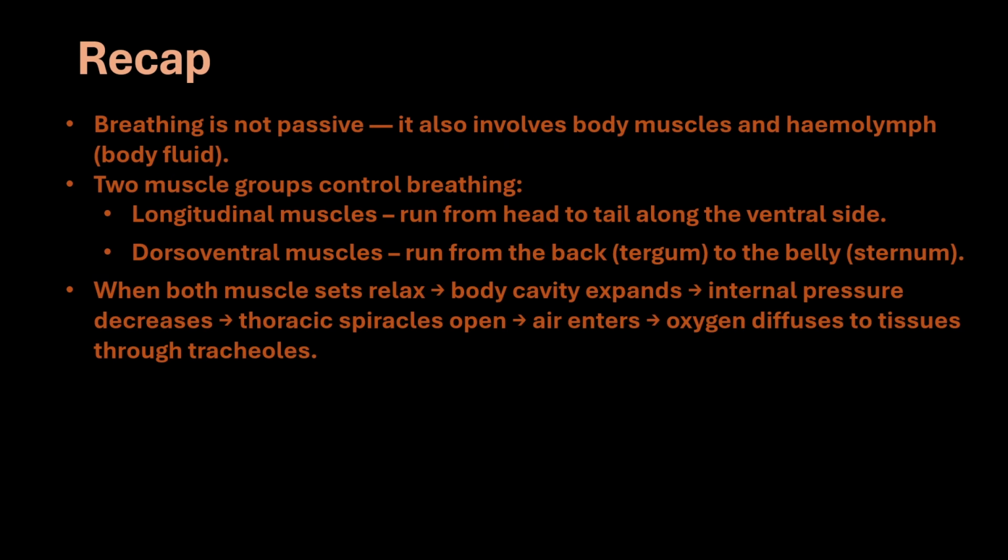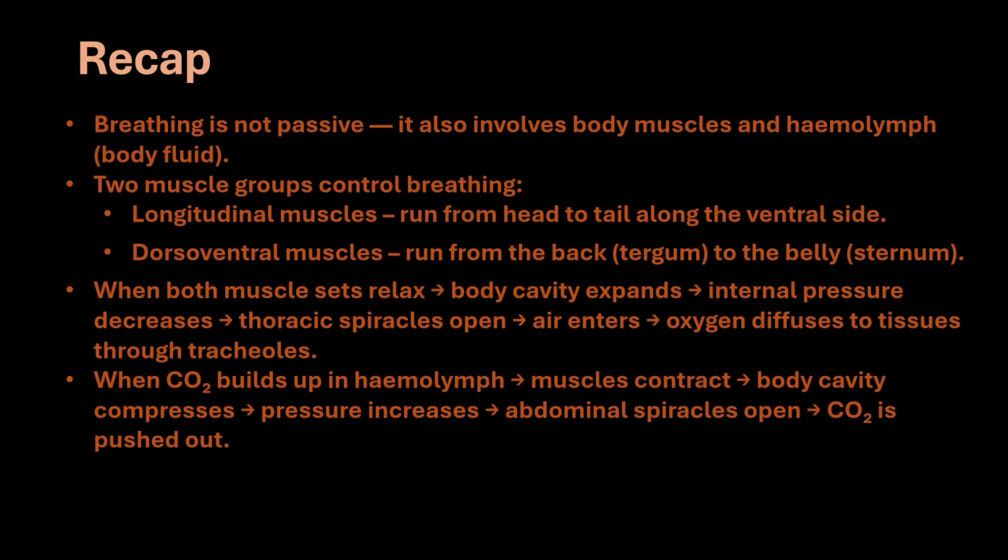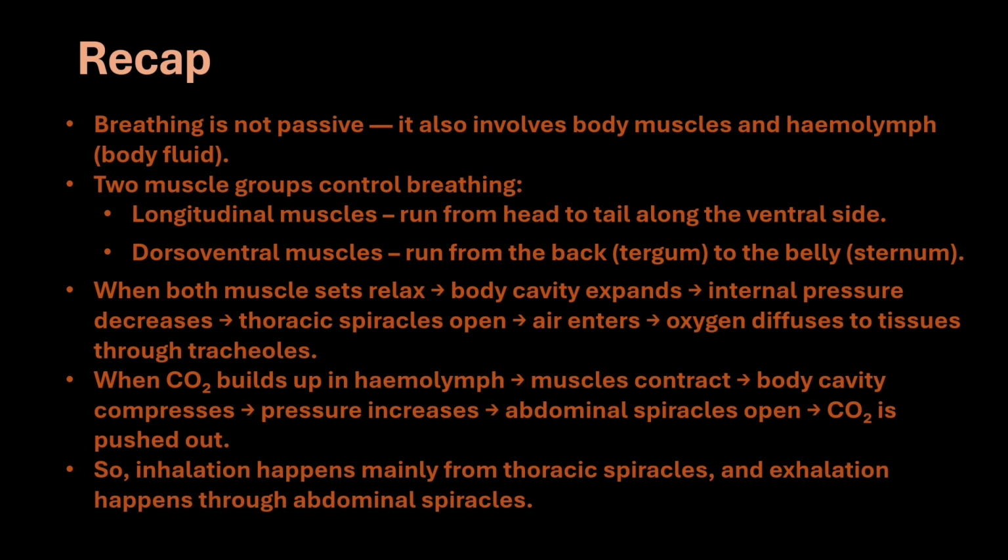As a result, the thoracic spiracles open up through which the air enters and then oxygen diffuses to tissues through tracheoles. When carbon dioxide builds up in the hemolymph, the muscles will contract. As a result, the body compresses. This increases the pressure inside the body cavity, causing the abdominal spiracles to open up and carbon dioxide is pushed out. So, inhalation happens mainly from thoracic spiracles, while exhalation happens through abdominal spiracles.